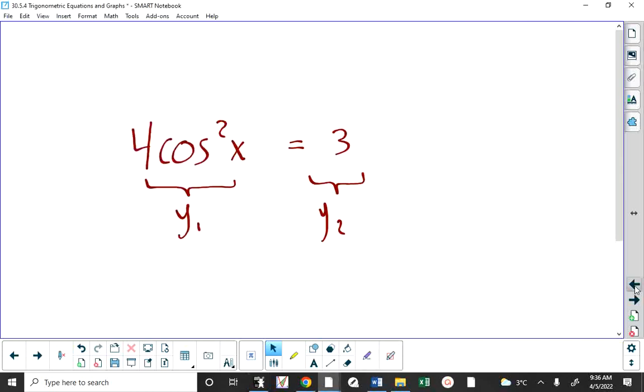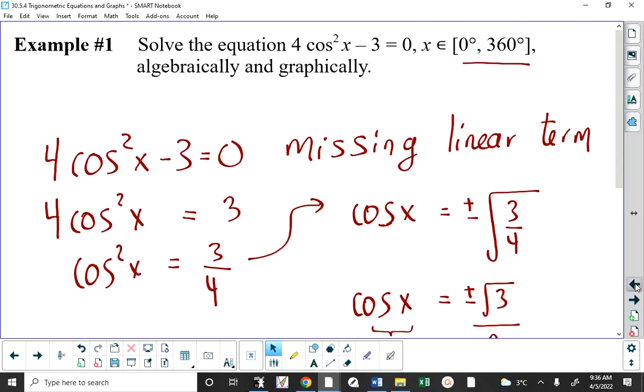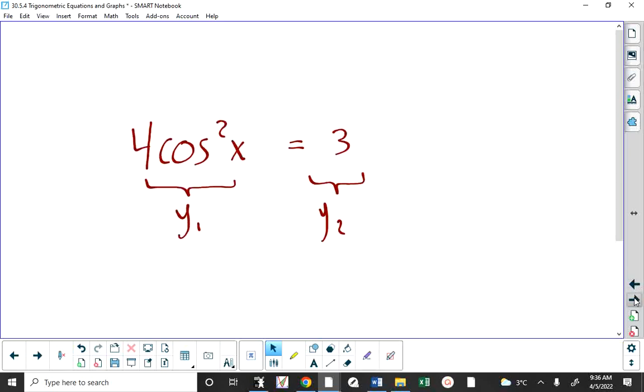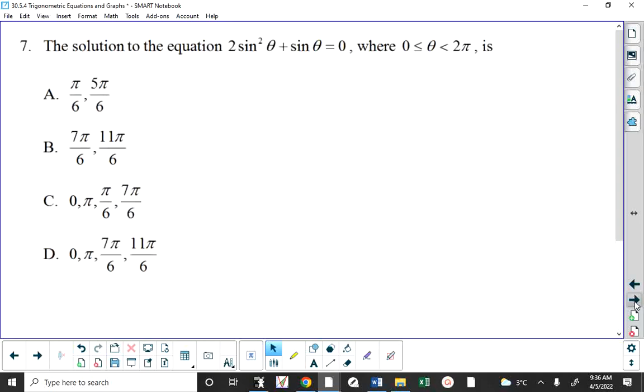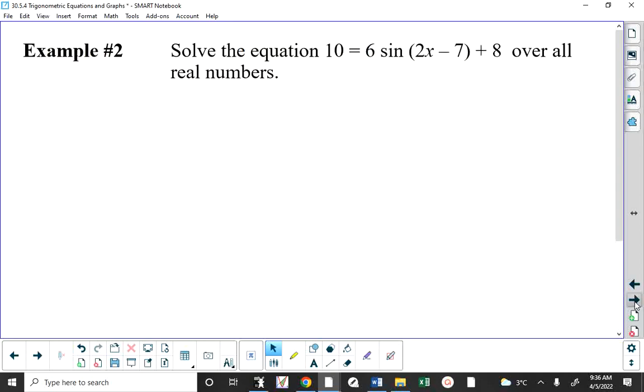So I want to summarize example 1 by saying with this particular question, you could solve it algebraically or graphically. Now when we take a look at example 2, you cannot solve this algebraically. I want to repeat that. You do not know how to solve this algebraically.